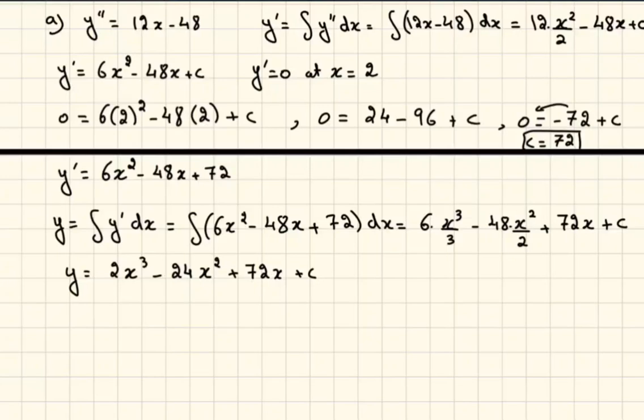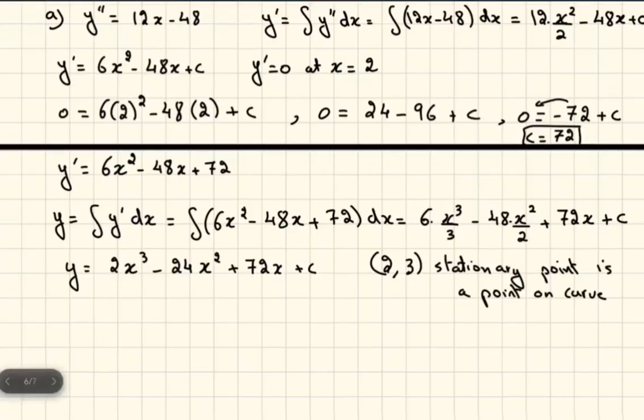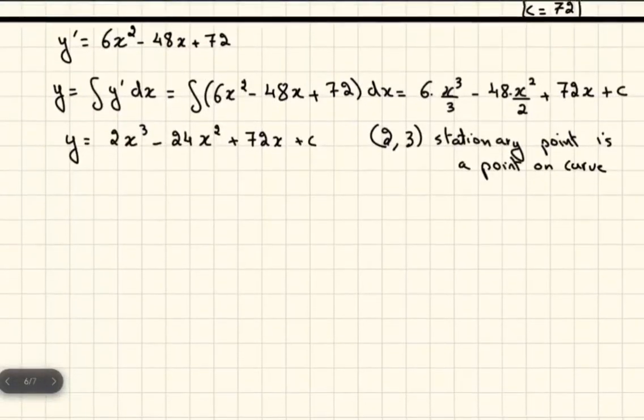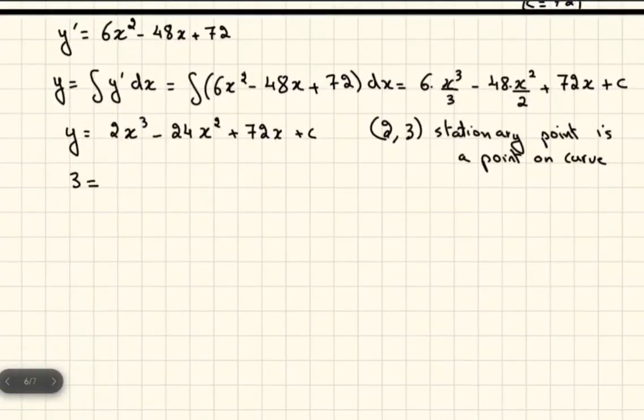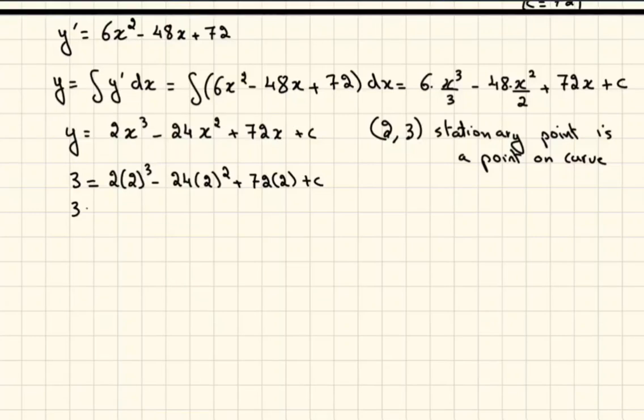Now, remember, the point (2, 3), which is the stationary point, the stationary point is a point on the curve itself. Always. So you are allowed to substitute the coordinates instead of x and y, whatever you have. So instead of the y we have 3, instead of the x we have 2. So this is what we will do. And from here you can find c, then replace it back in the main equation.